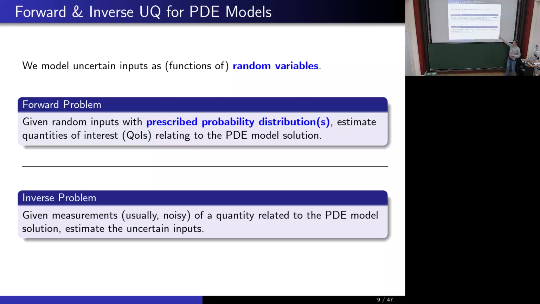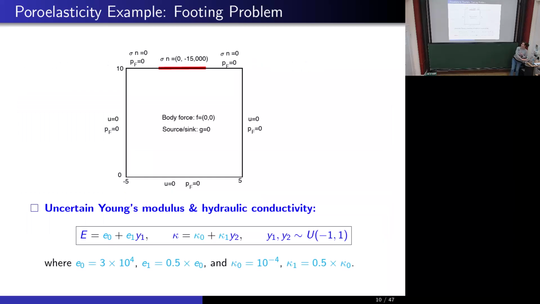In the inverse world, usually what you're trying to do is infer the things in your model you said you were uncertain about. You're trying to infer the uncertain inputs. And to do that, you're going to need some measurement, some data that's related to the solution of your PDE model. I'm not going to talk about this today. I'm going to focus on forward UQ. So we're going to have some probabilistic description of the input for our models, first of all.